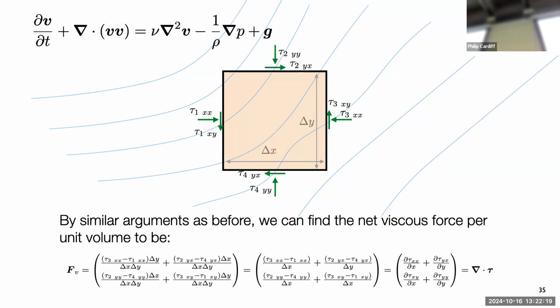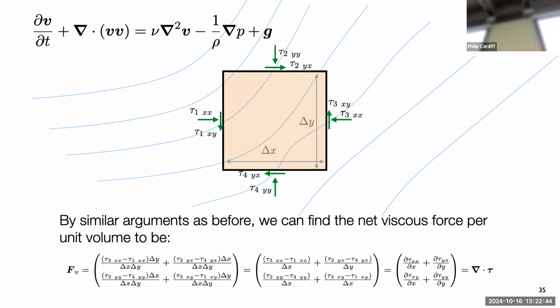Similarly, if I want to get the net force in the y direction, I can take 2 and 4 here. The normal components plus the shear components, divided by the volume. So then if we cancel out the delta y's and the delta x's, it'll end up looking like that.